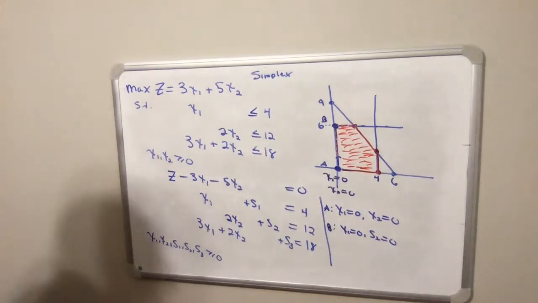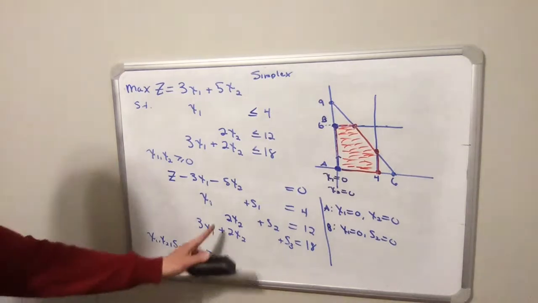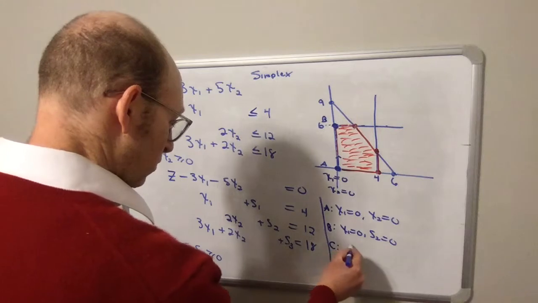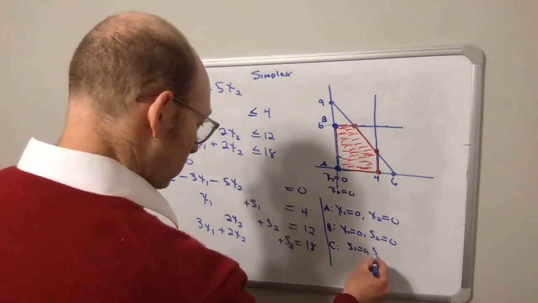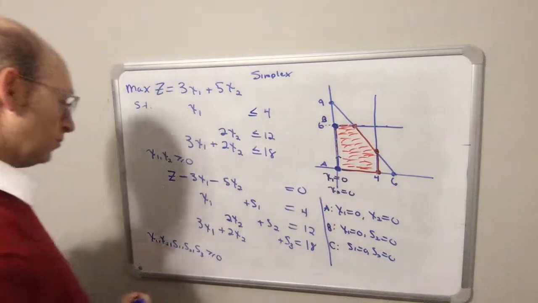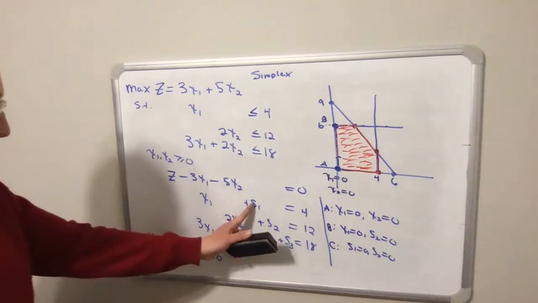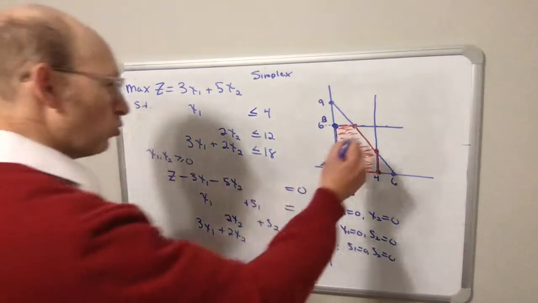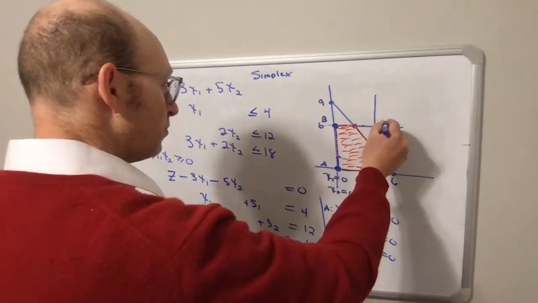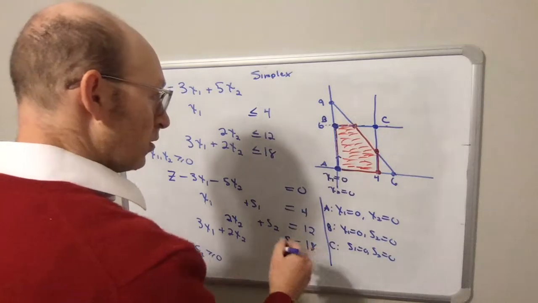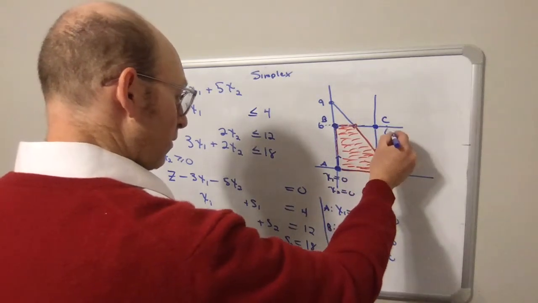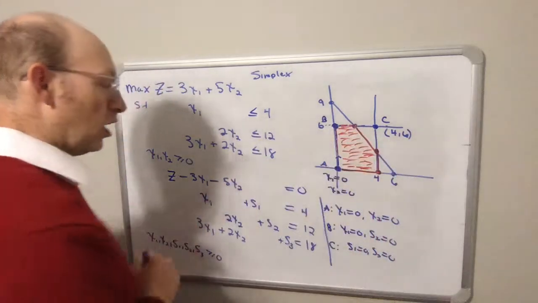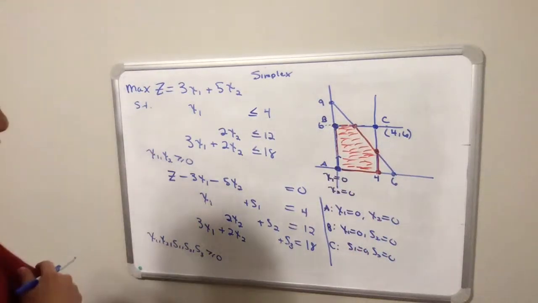Let's try setting S1 equal to 0 and S2 equal to 0. So if S1 is 0 and S2 is 0, X1 is 4, X2 is 6. We're right here, and this is the point (4, 6). Now notice it's outside of the feasible region.